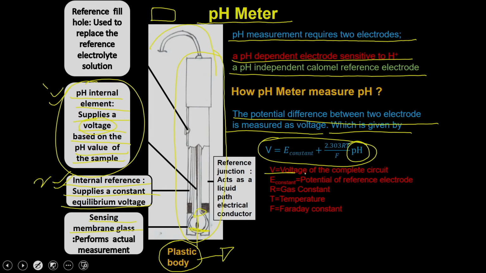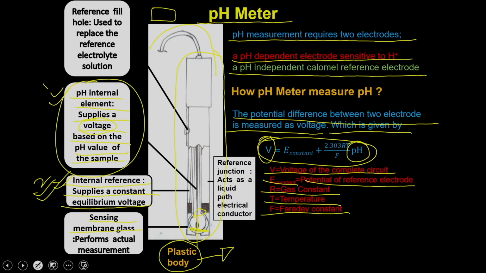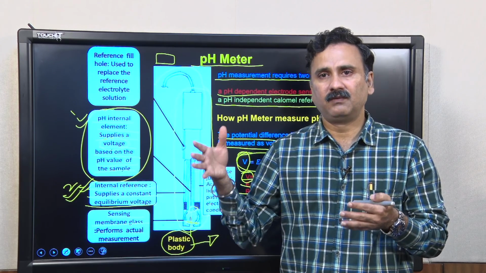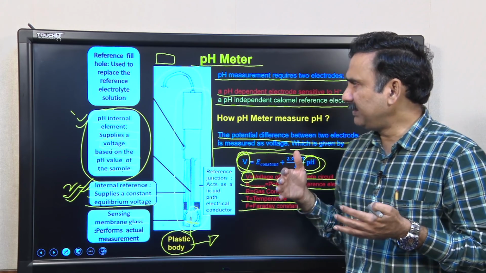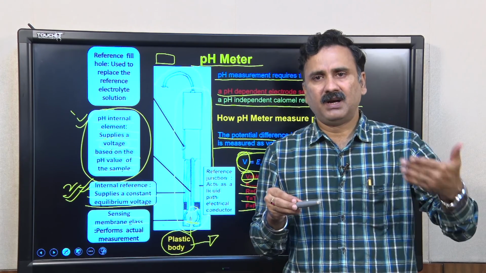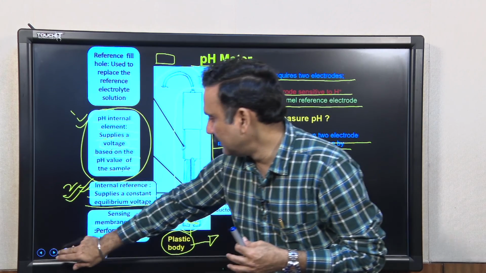Here V is the voltage of the complete circuit, which means the voltage of the full circle. E constant is the potential of the reference electrode, R is the gas constant, T is the temperature, and F is the Faraday constant. So the voltage difference is what you actually measure, and that can be converted into the pH of the respective solution and displayed by the display unit. But the pH meter has to be operated in multiple steps, so let us discuss that.